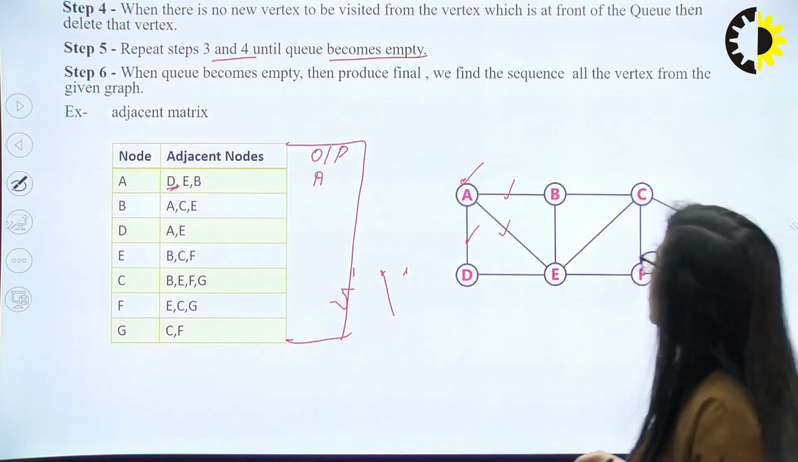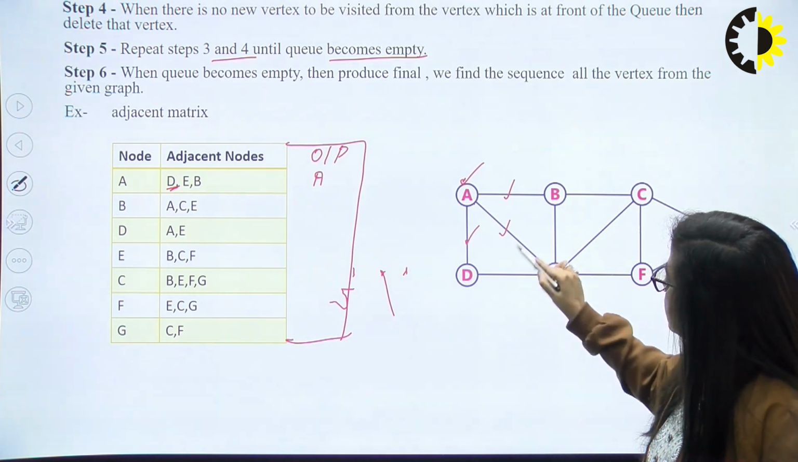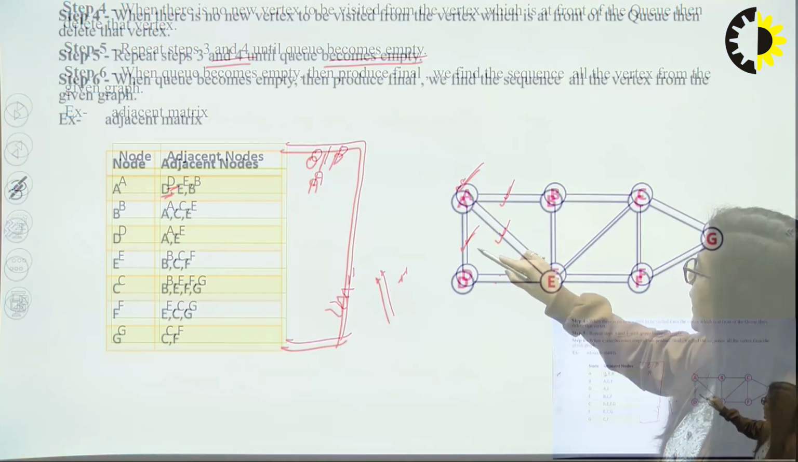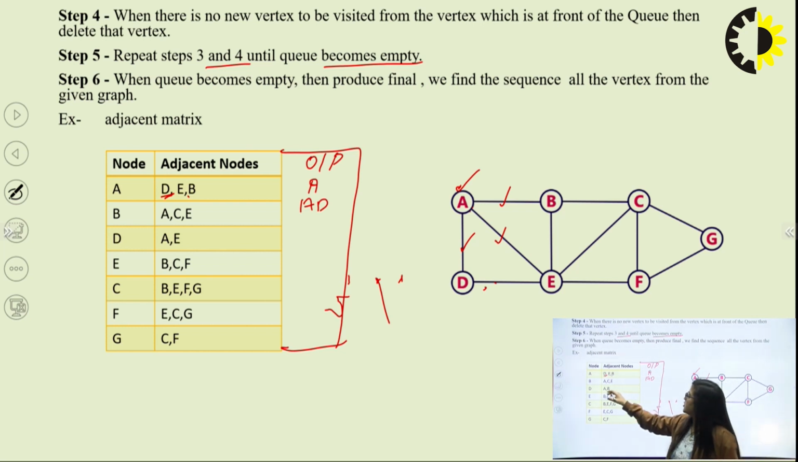The adjacent nodes of D are E and A. A is already printed, so we don't use it, and E is already in the queue, so we don't add it again. So now the output is A and D. Both A and D are removed from the queue. So D is done. The next one is E.